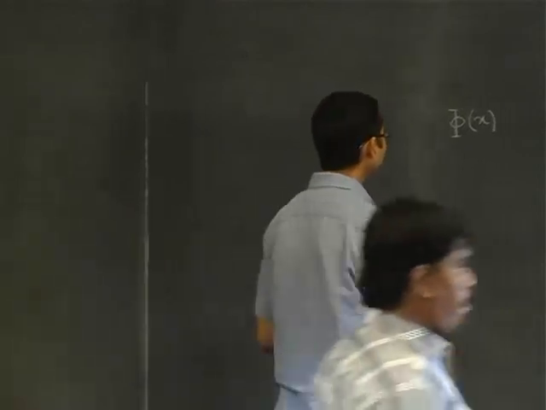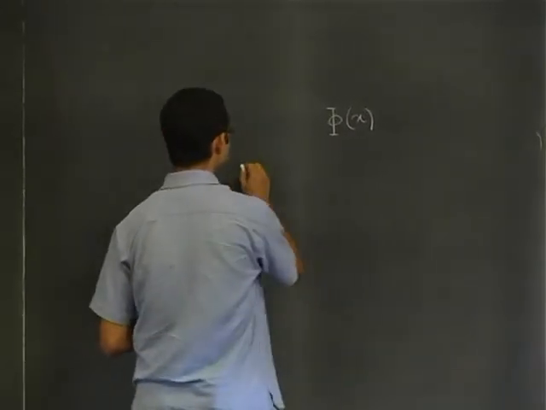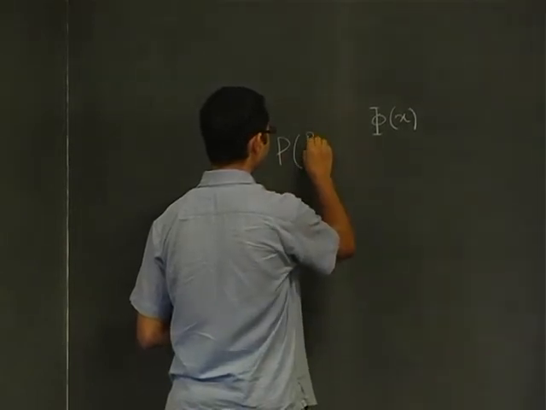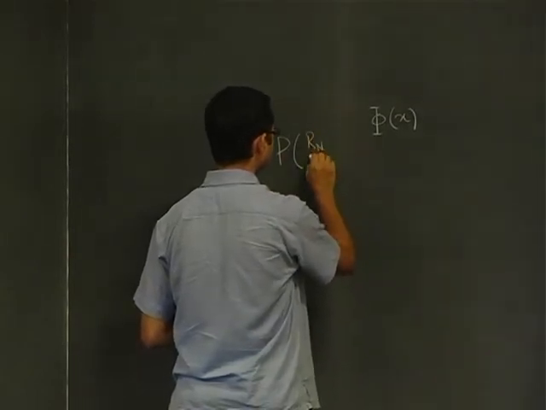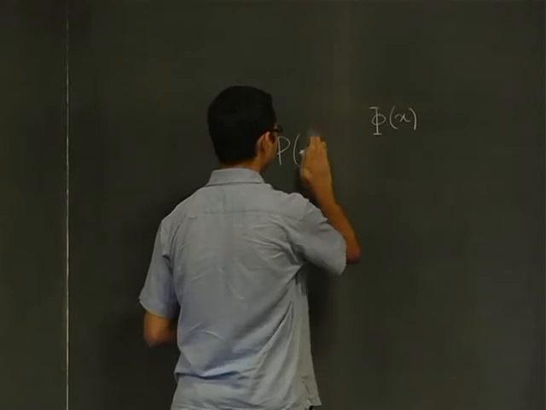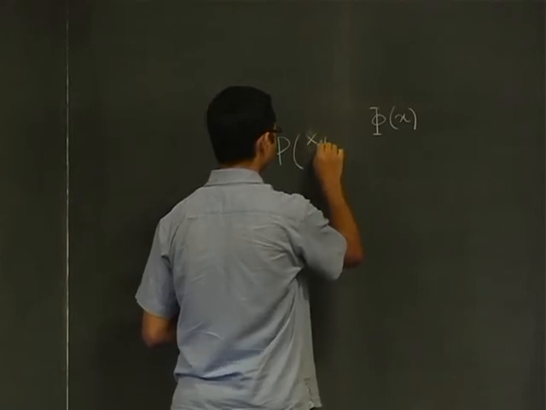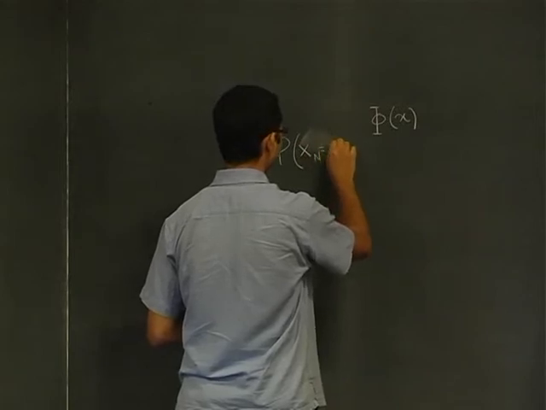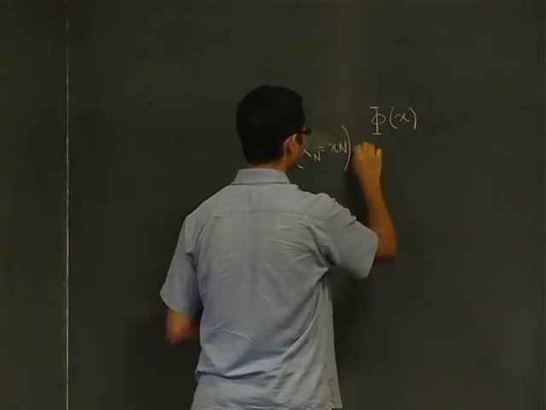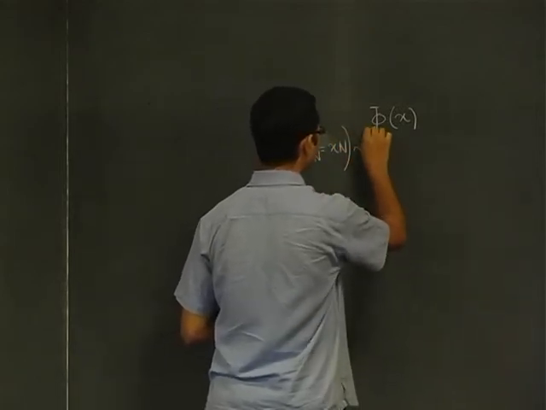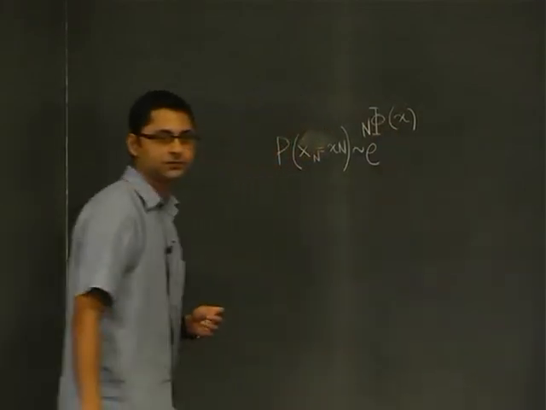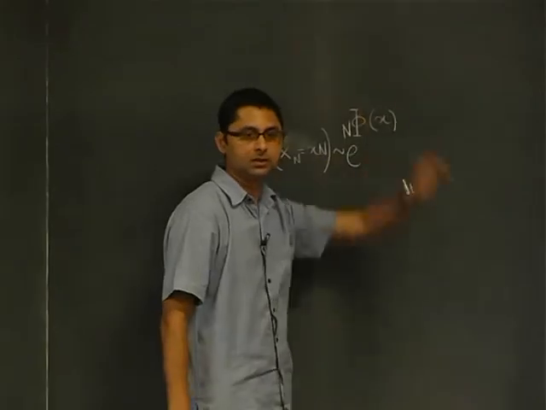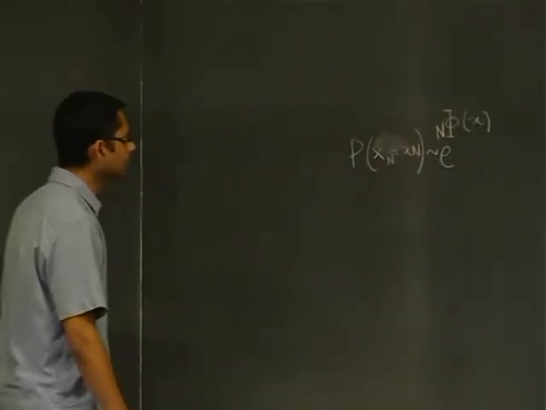Okay. So you have this. What I had written is P of something, let's say R n or x n, is equal to x times n. So it goes like exponential of n times phi of x, right? And phi of x has some expression.